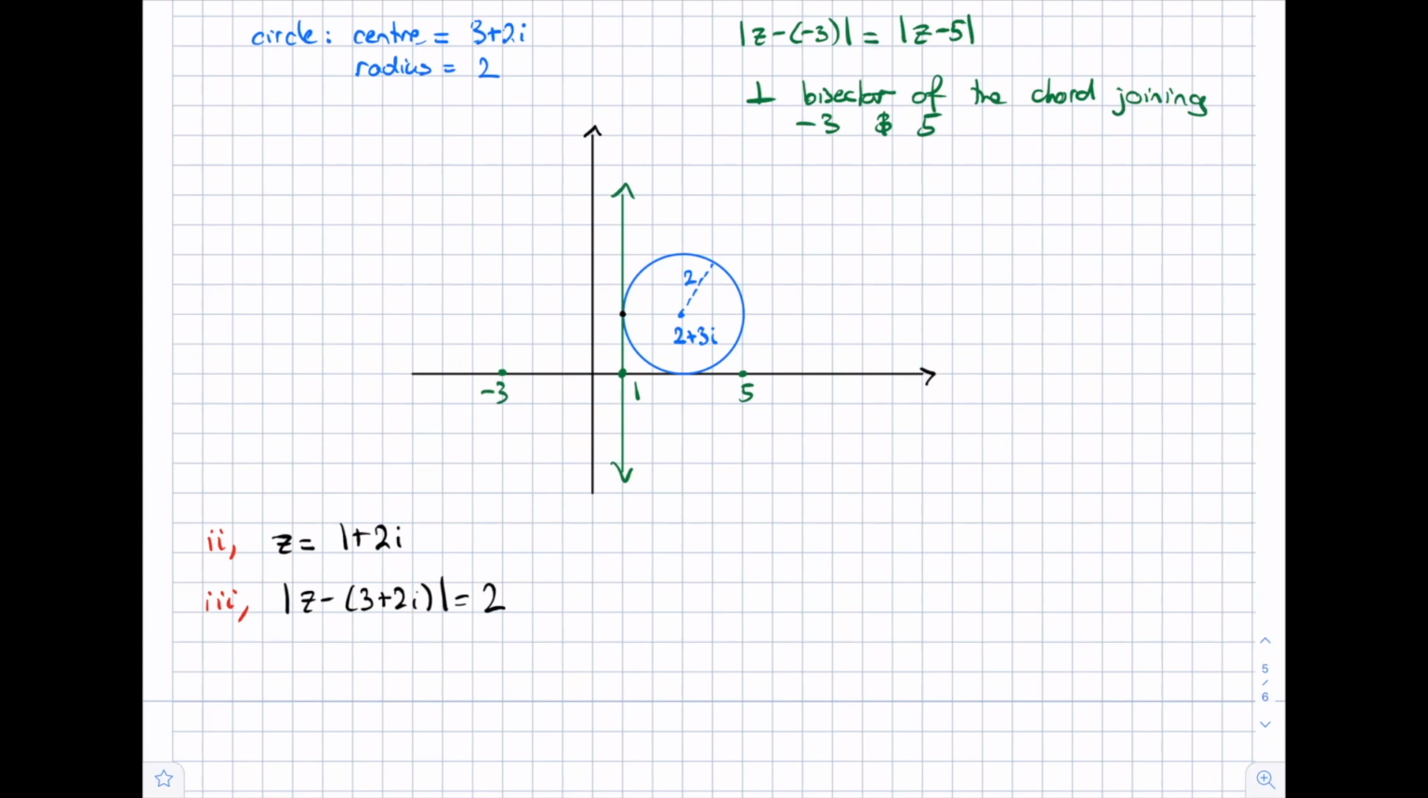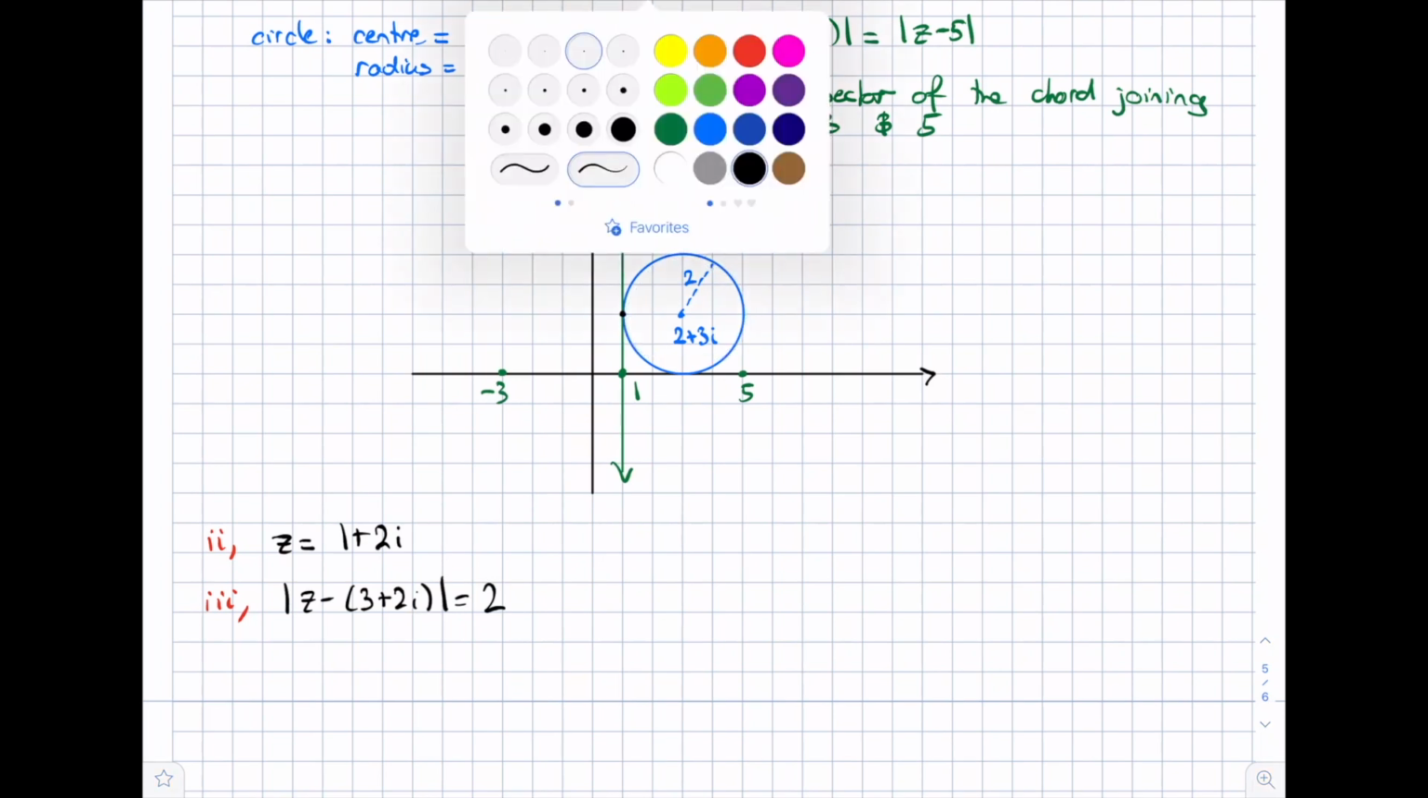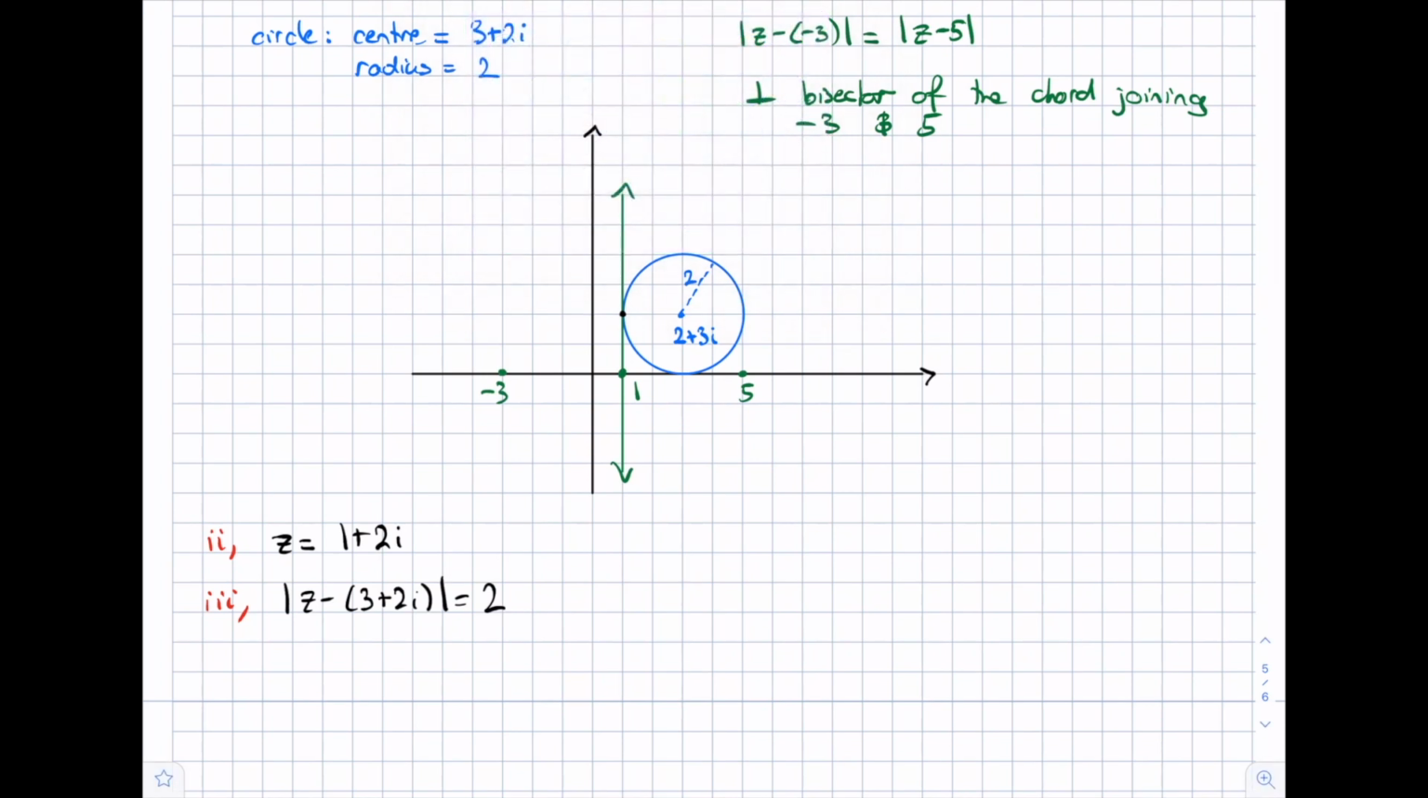That's our blue circle here. It's that one there. And now we've got something else, and I'm going to write this in purple because I'm going to draw it in purple. The modulus of z minus 2i equal to k. And we want these two to have exactly one solution. We want to find what value or values of k give exactly one solution.